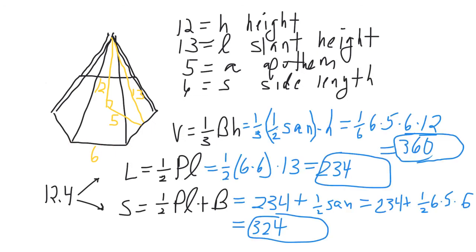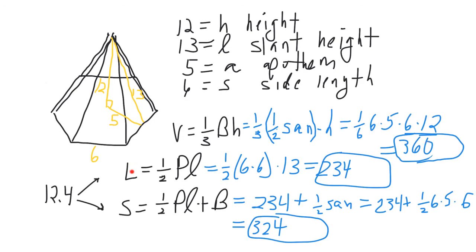Okay, so for volume, we have 1/3 the area of the regular hexagon, which is 1/2 SAN, that's our old formula for regular polygons, times the height, which is the straight up and down height, which you use for volume. So I plug in my side length, my apothem, my number of sides, and the straight up and down height.